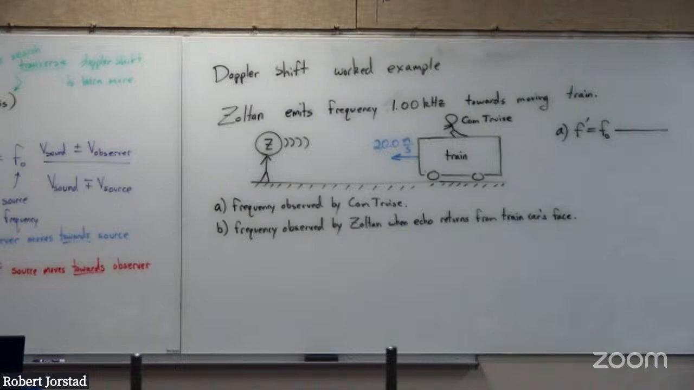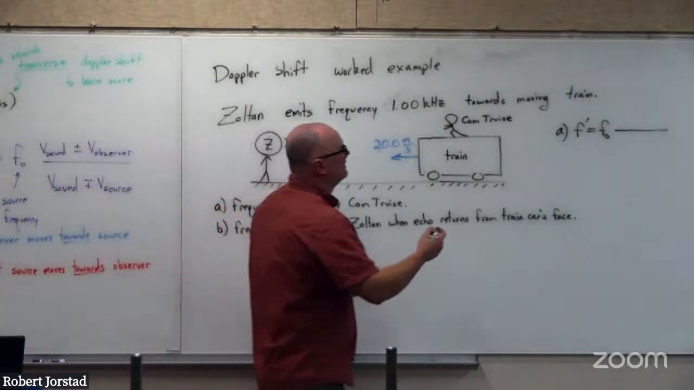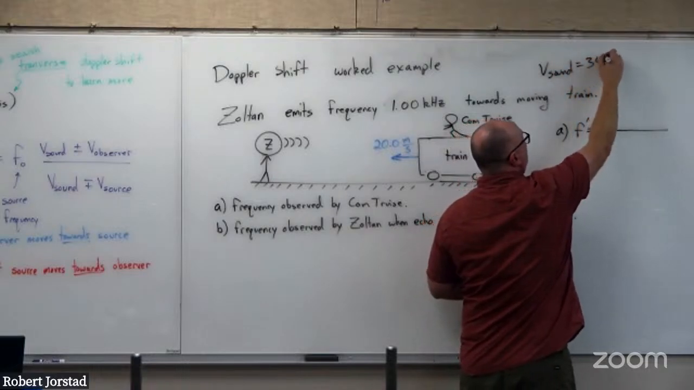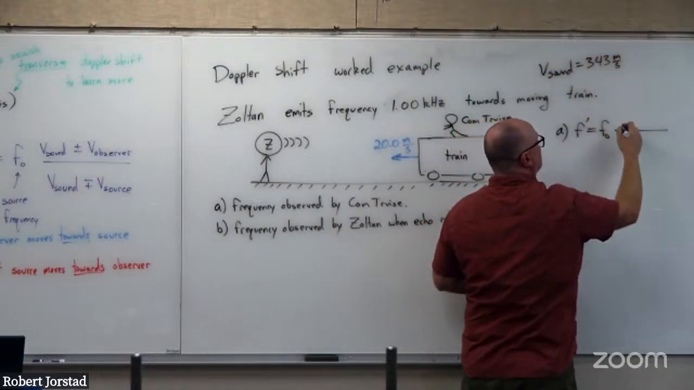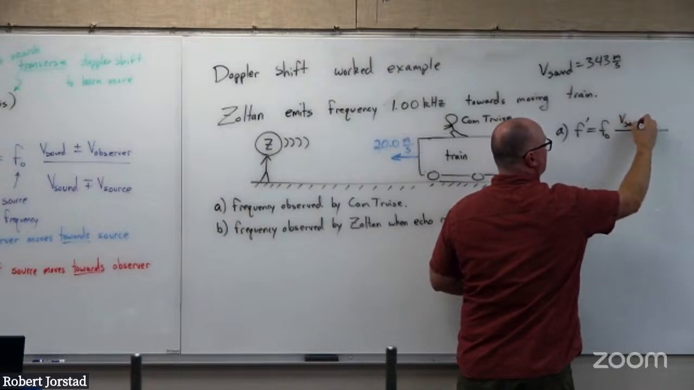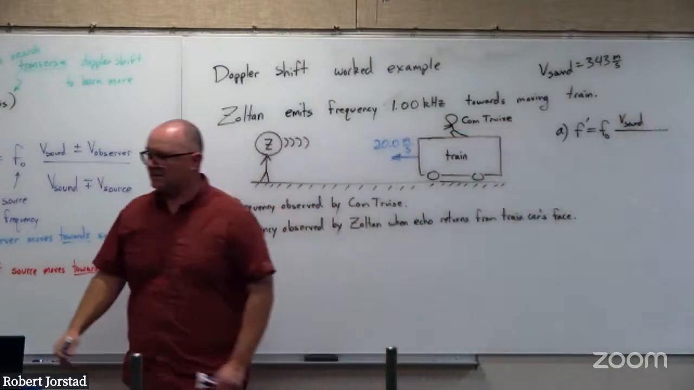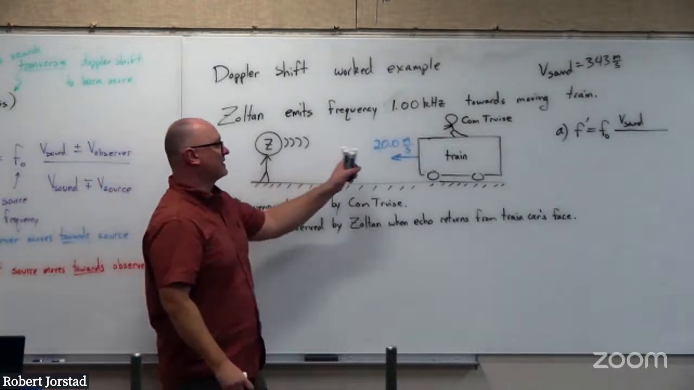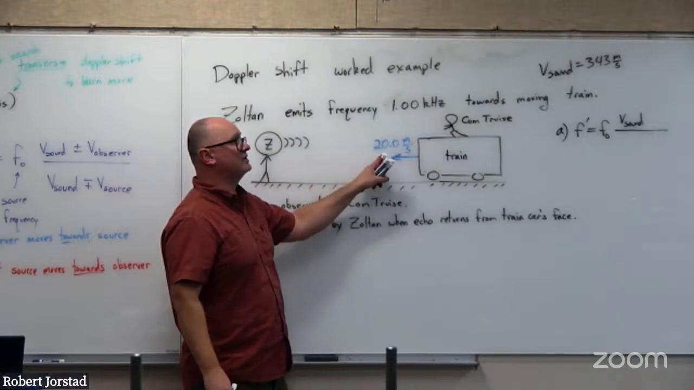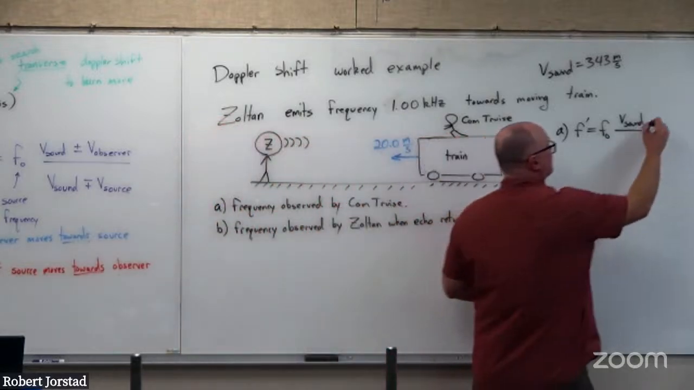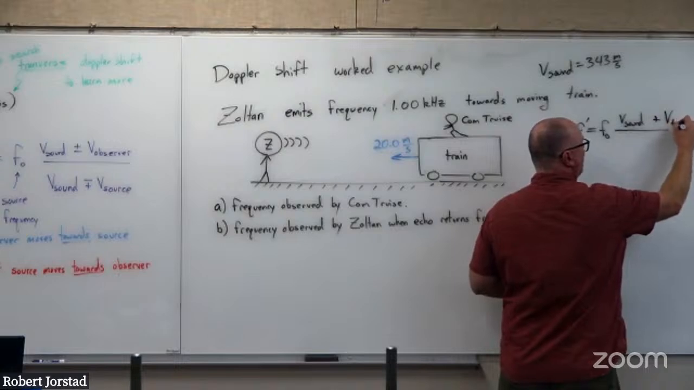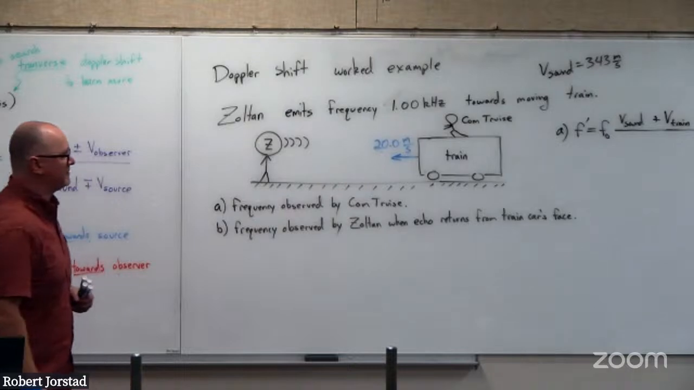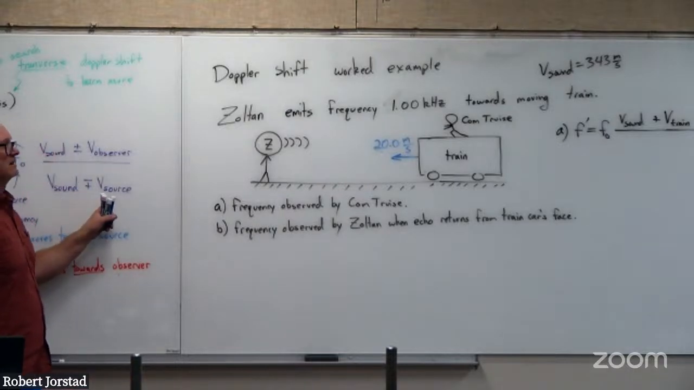Okay, it was V sound. Let's assume V sound, unless otherwise specified, is 343 meters per second. So we've got V sound, and then what's on top? V sound plus V observer. Well, the observer is coming towards him, so I should use the plus sign. So plus, I'll call it V train, because Tom Cruise is on the train. Then on the bottom, what is the speed of the source? 0.